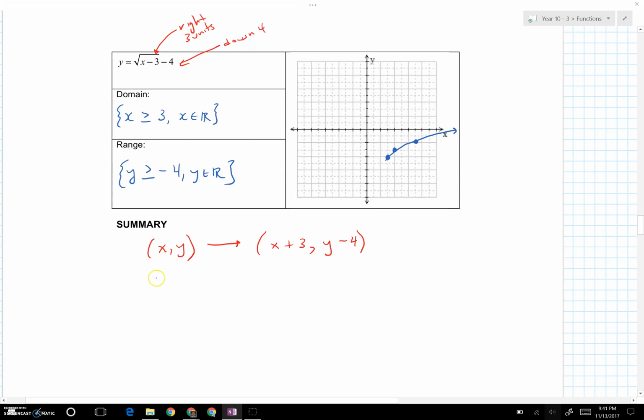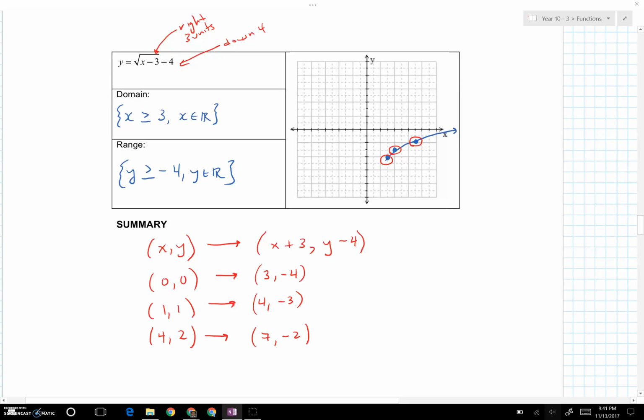Let's try some key points. On the original function, 0, 0 is a point, 1, 1 is a point, and 4, 2 is a point. If I substitute into my transform point notation, I should get out the 3 transform points that I've listed here on my diagram. So 3, -4 is one of them. 4, -3 is the next one. And 7, -2 is the last one. So 1, 2, and 3. There are my transform points.